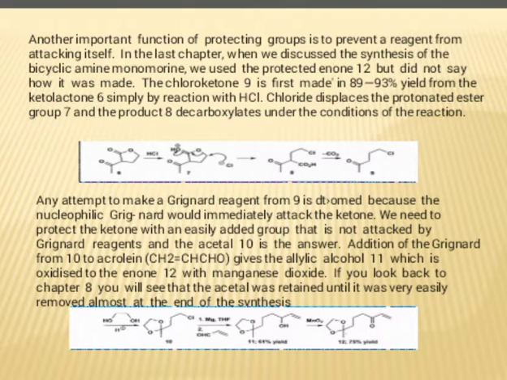Any attempt to make a Grignard reagent from 9 is doomed because the nucleophilic Grignard would immediately attack the ketone. We need to protect the ketone with an easily added group that is not attacked by Grignard reagents, and the acetal 10 is the answer. Addition of the Grignard from 10 to acrolein, CH2=CHCHO, gives the allylic alcohol 11, which is oxidized to the enone 12 with manganese dioxide. If you look back to chapter 8, you will see that the acetal was retained until it was very easily removed almost at the end of the synthesis.